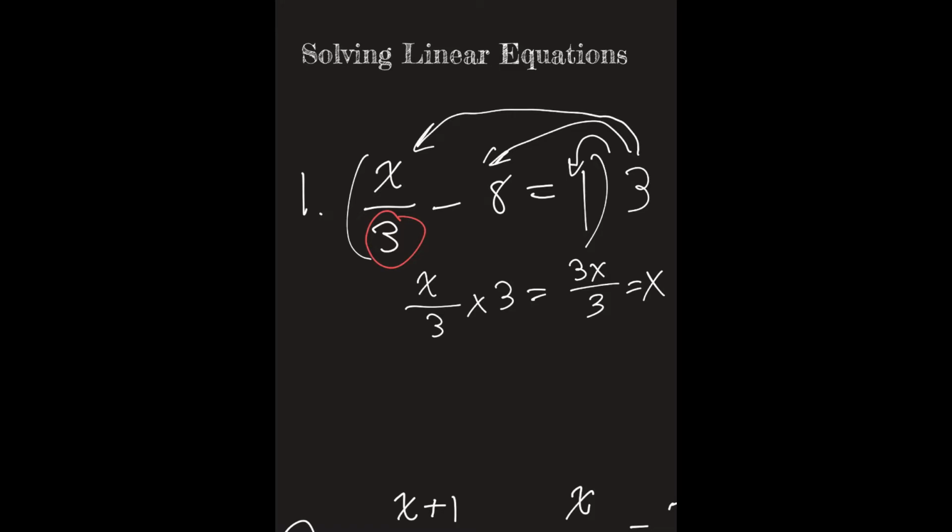So I'm going to rewrite this equation now that I've multiplied everything by 3. Starting from the left, x over 3 times 3 is just going to be x, as you can see by my computation above. And then minus, because it's negative 8, negative 8 times 3 is negative 24. And then 1 times 3, of course, is just 3. Last step, I just need to add 24 to both sides. So x is equal to 27.